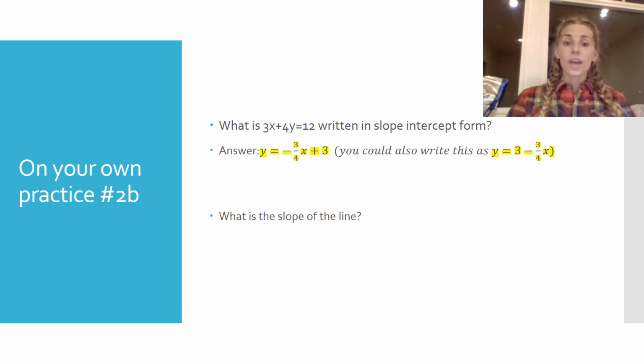Okay, so the answer, when you write 3x plus 4y equals 12 in slope-intercept form, the answer is y equals negative 3/4 x plus 3. You could also write this as y equals 3 minus 3/4 x. Remember, the order doesn't matter. So now that you know this equation, what is the slope of the line?